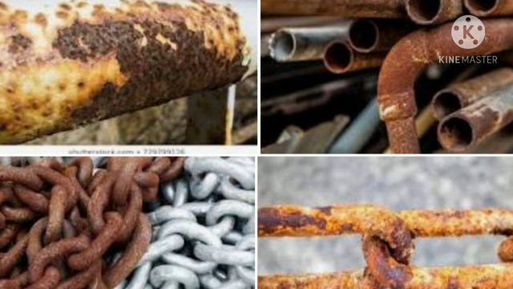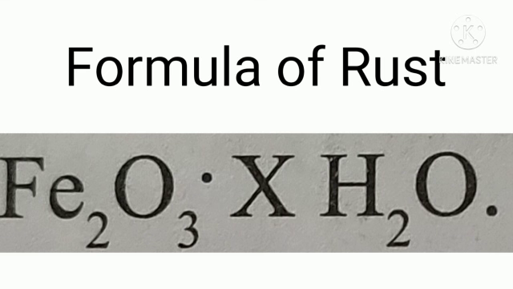Now see the example of rusting. Formula of the rust: Fe2O3.xH2O. It is called hydrated iron oxide. Here x stands for number of water molecules.